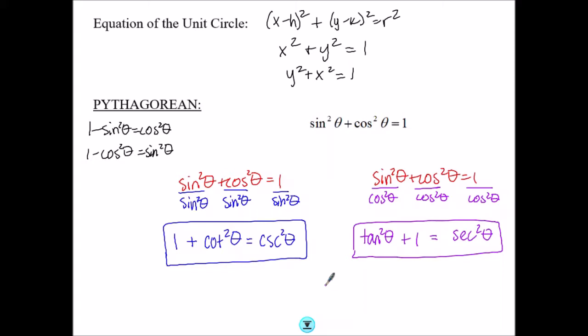Before we go on, I want to clarify one thing. If I have cosine of theta and I square it, I write that as cosine squared theta, not cosine theta squared. This one means that the angle theta is squared, not that the value of the function is squared.